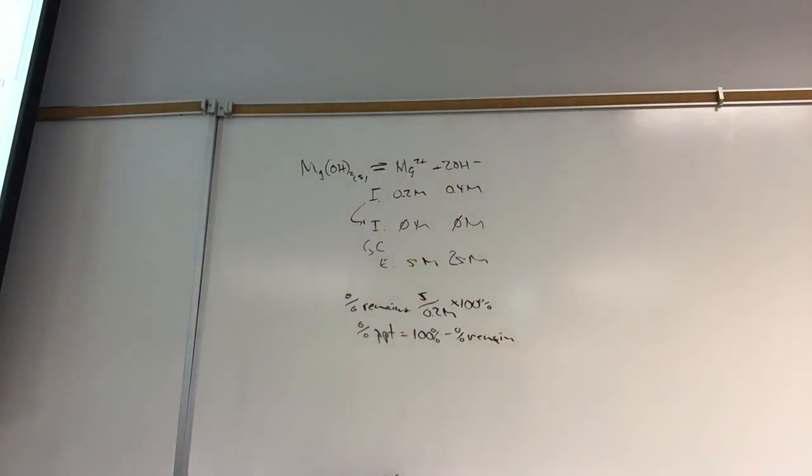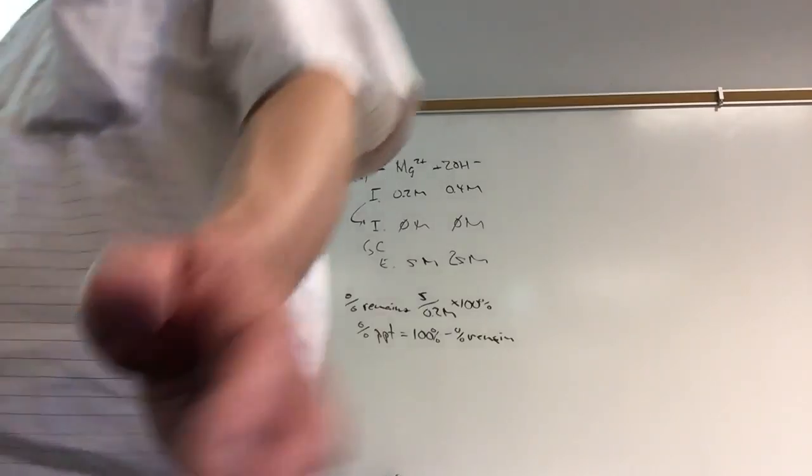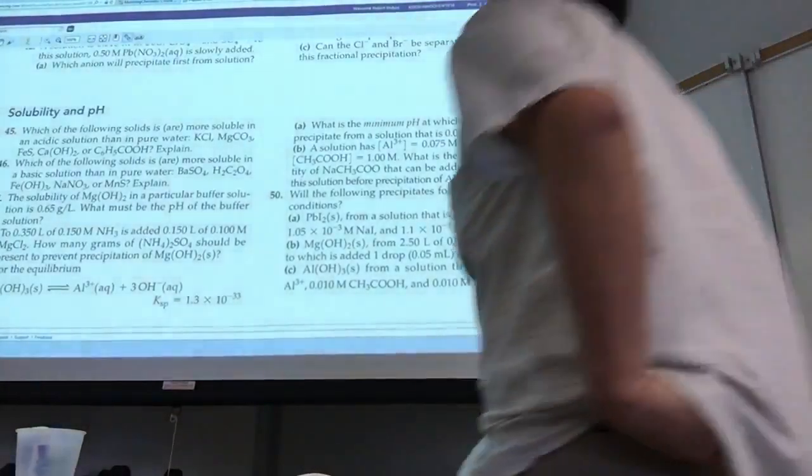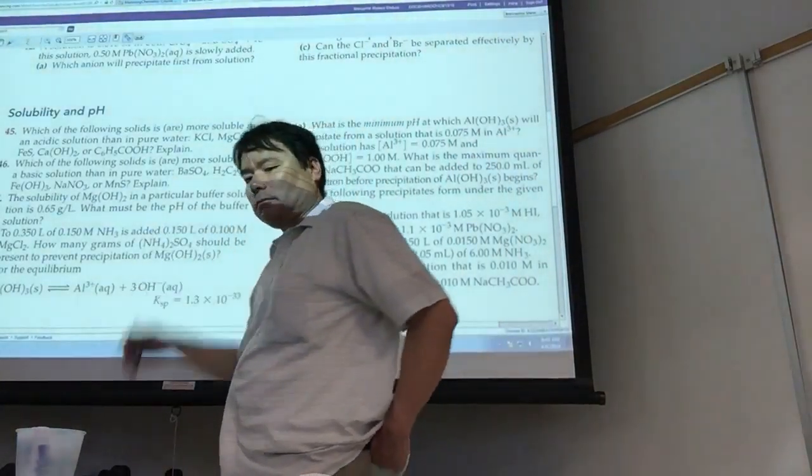Okay, number 47. The solubility of magnesium hydroxide in a particular buffer solution is 0.65 grams per liter. What must be the pH of the buffer solution? We need the equilibrium concentration of hydroxide.